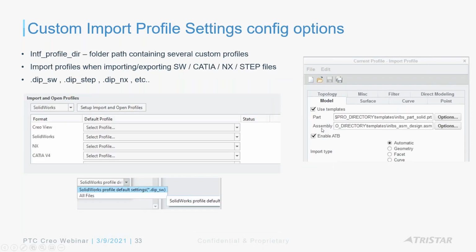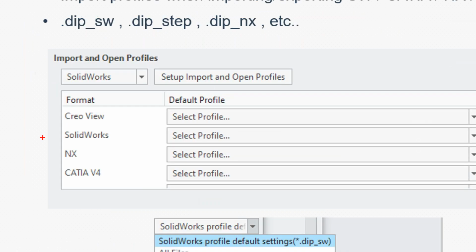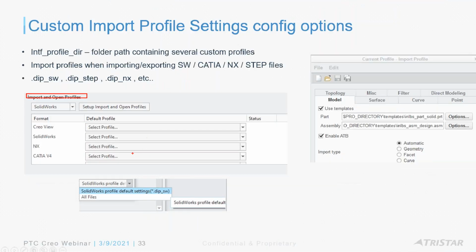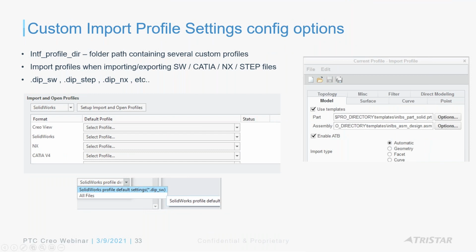So in fact, there are specific import profiles for each file type that you may choose to import or export. So for example, a .dip_sw would be for a SolidWorks step. NX, there are different file settings in here. So now they've consolidated all that with the newer releases. You may have seen, you just go to your file options and data exchange, and there you have different import profile settings. And this could be saved. You could also have all this in a single folder.